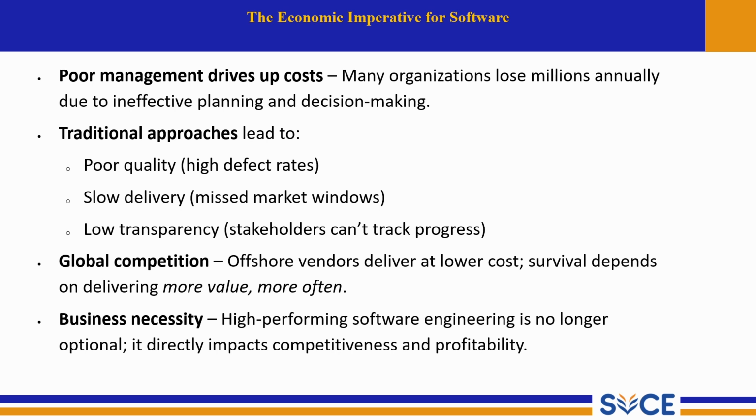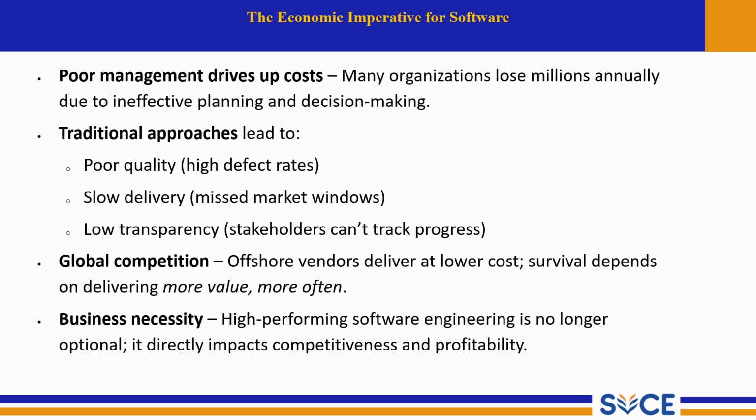Traditional approaches lead to poor quality, high defect rates, slow delivery, that is, missed market windows, and low transparency. Stakeholders can't track the progress. So, traditional software development methods like waterfall follow a rigid process with a long delivery cycle. As a result, quality suffers because testing happens late after most of the work is done. Delivery is very slow, so companies miss business opportunities and lose customers to competitors who move faster. Transparency is low, meaning team members and stakeholders don't know the real project status until it's too late to fix the issue.